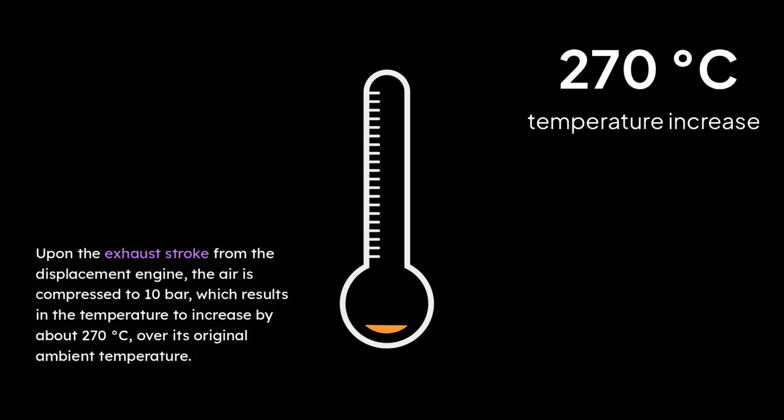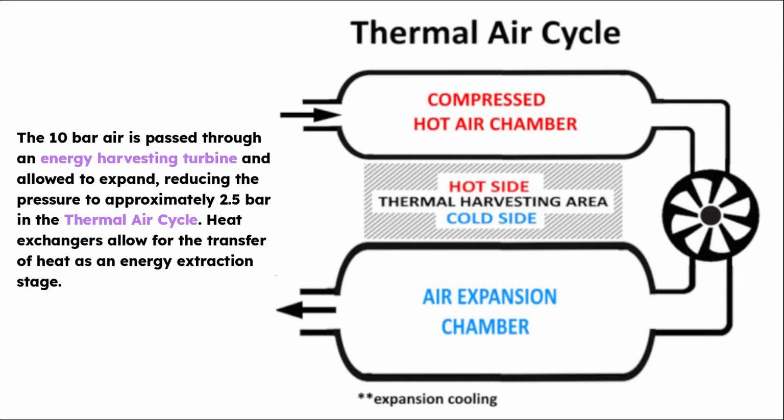Upon the exhaust stroke from the displacement engine, the air is compressed to 10 bar, which results in the temperature increasing by about 270 degrees Celsius over its original ambient temperature. The 10 bar air is passed through an energy harvesting turbine and allowed to expand, reducing the pressure to approximately 2.5 bar in the thermal air cycle. Heat exchangers allow for the transfer of heat as an energy extraction stage.